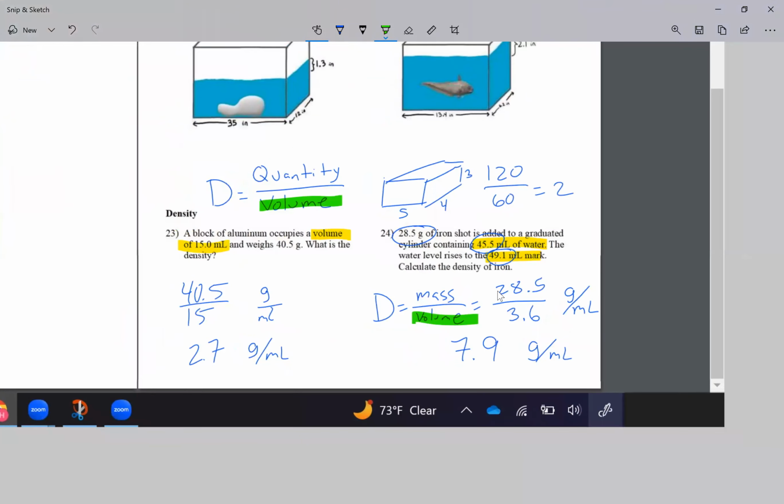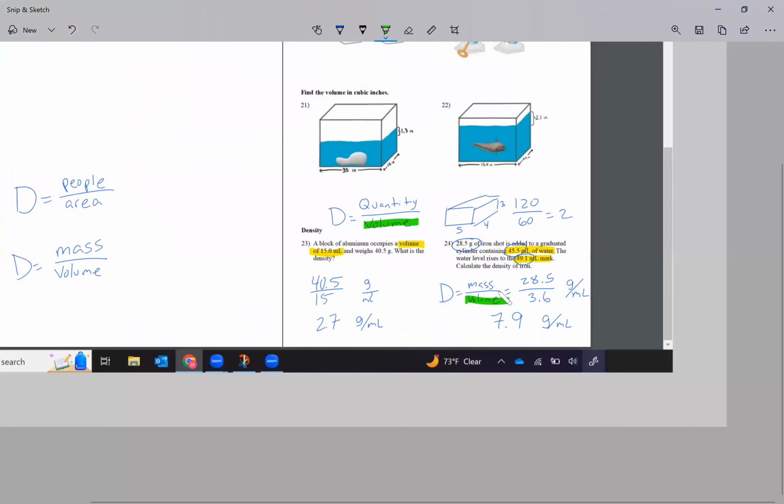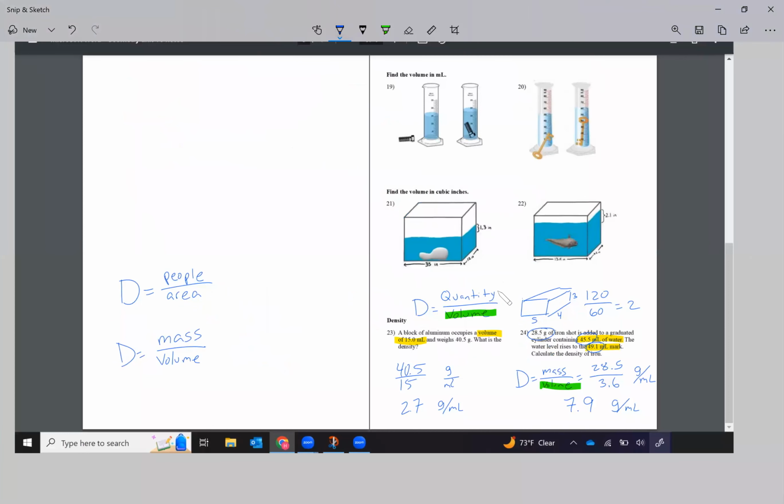One thing I want you to focus on though, let me highlight this in green. Volume. For my formulas, volume was always at the bottom. Now, when we're dealing with a flat surface, it's area, right? It's not volume, it's area. So that should help you for your homework.